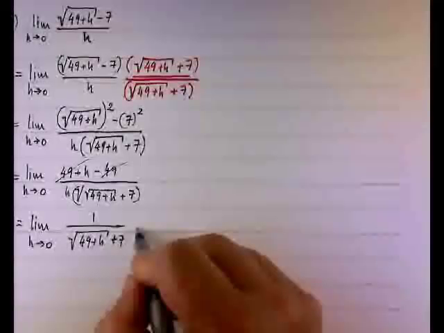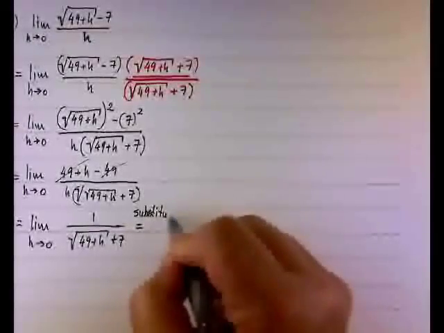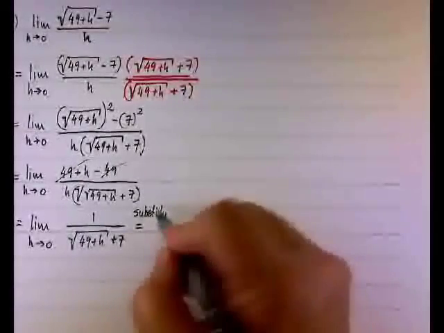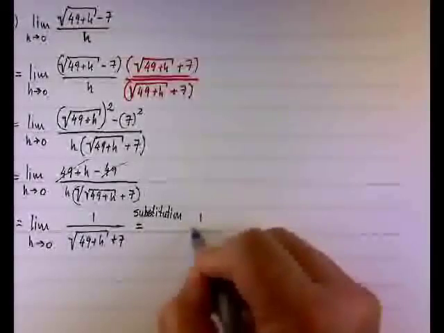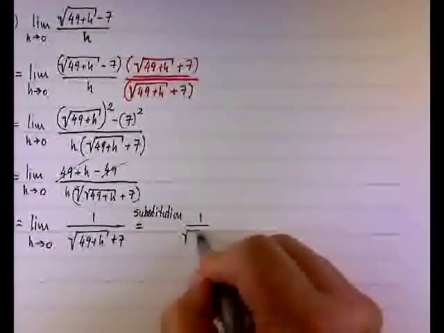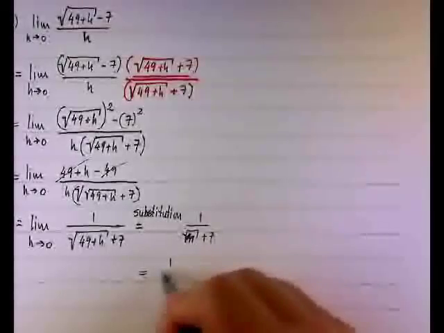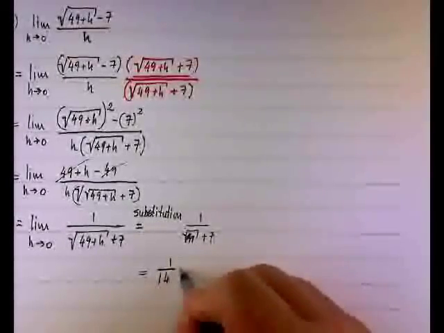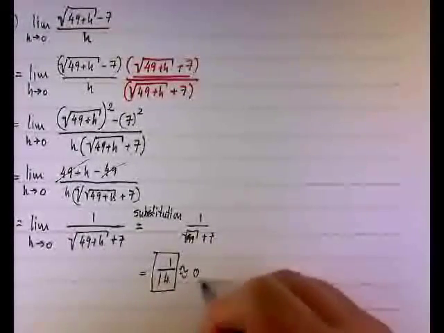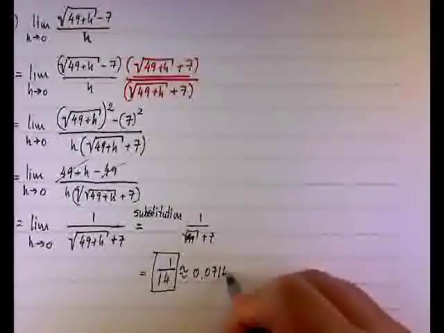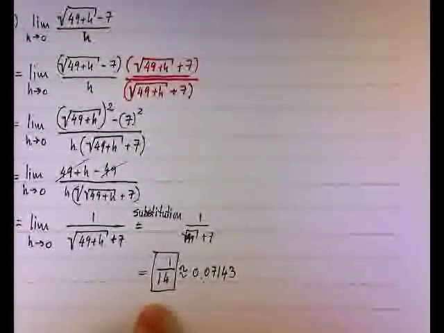So here I'm going to say, by substitution, it will be 1 over the square root of 49 plus 7, which happens to be 1 over 14, which, if you plug it in the calculator, happens to be 0.07143. But the exact value is 1 over 14.